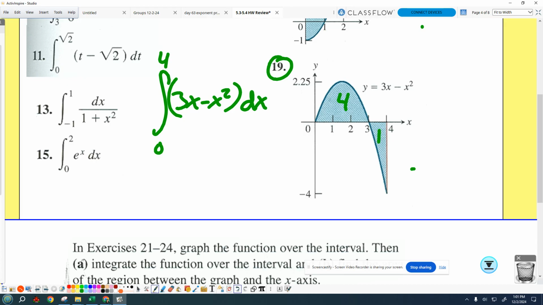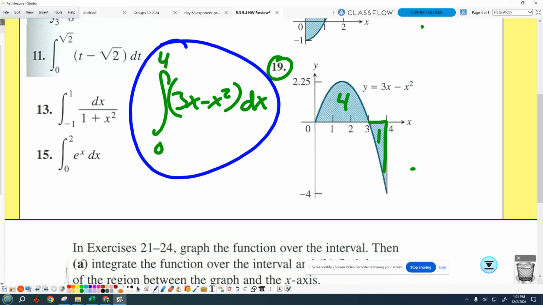These guys are saying no. What would the total area be if these were the actual numbers? 5. So total area is, if you were painting the space, how much space did you have to paint? Even though this is below the x-axis, it's still space I had to paint. So how do I have to change this to find the total area?